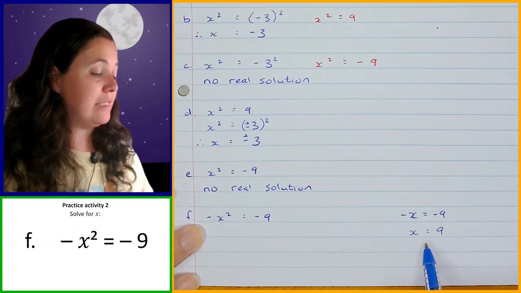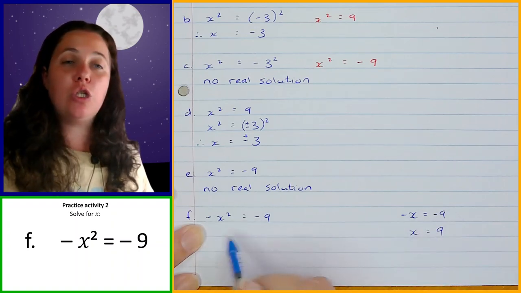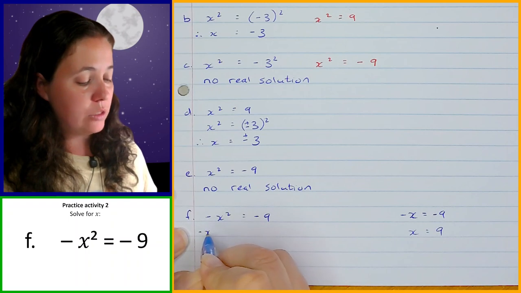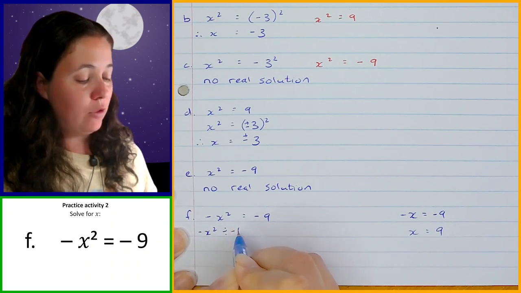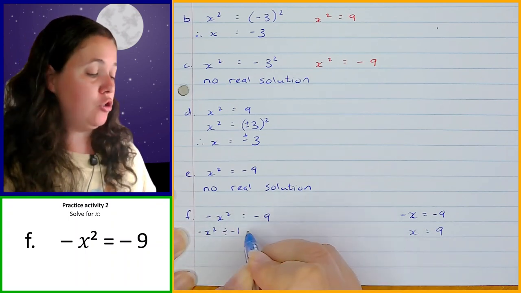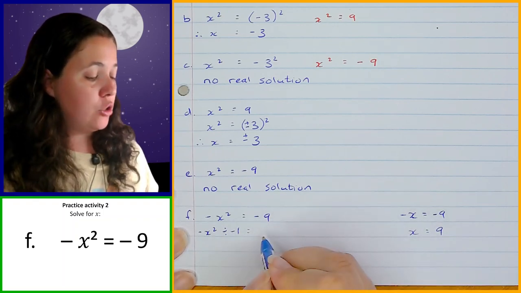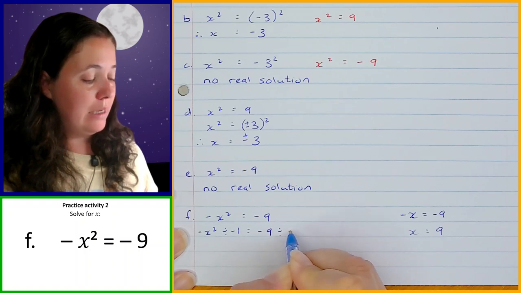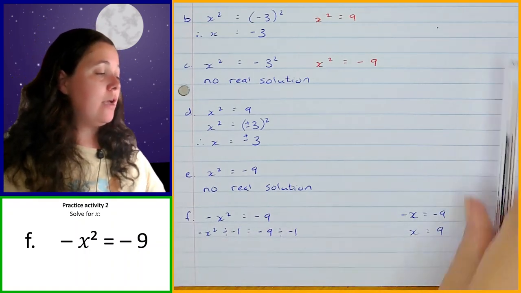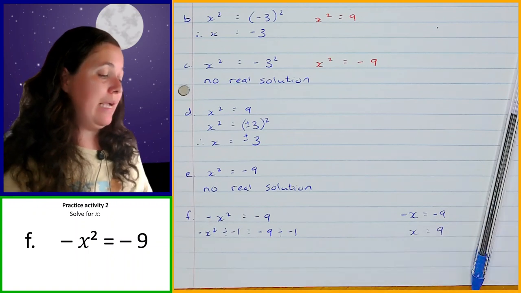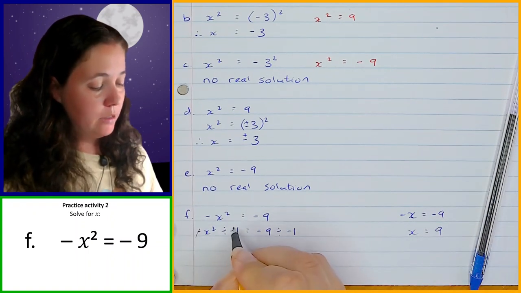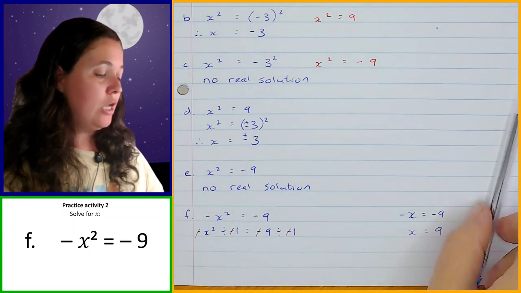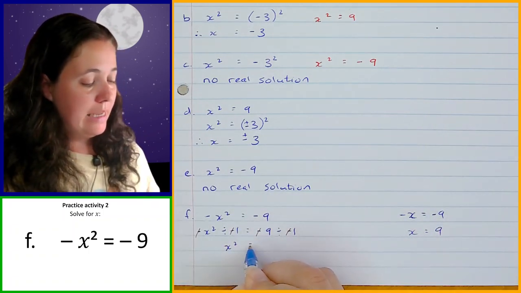So I'm going to do that same thing to my x squared and my negative 9 over here. So I've got negative x squared divided by negative 1. You don't have to show this. I'm just showing it so that you can see what I'm doing. This time, I would recommend you write it down. So negative 9 divided by negative 1. Whenever you divide by a negative, it makes it positive, and dividing by 1 doesn't make any difference. So that's going to give you x squared equals 9.